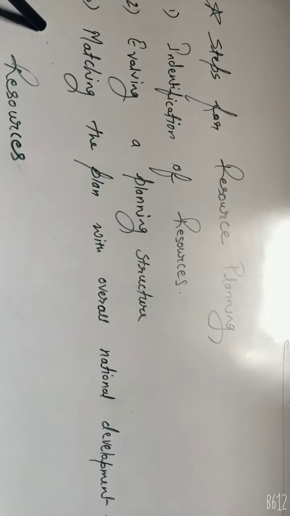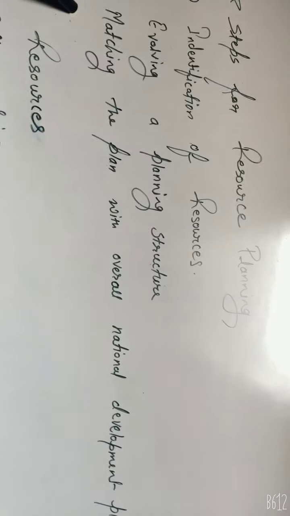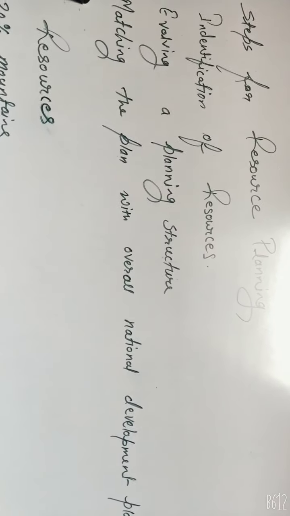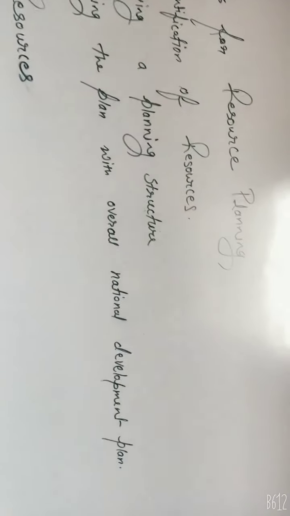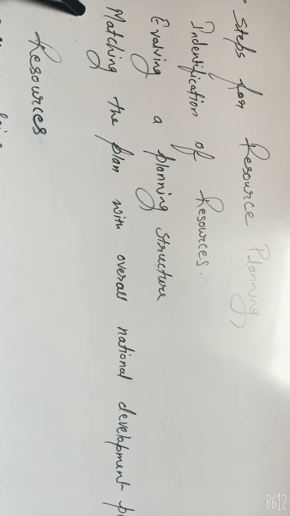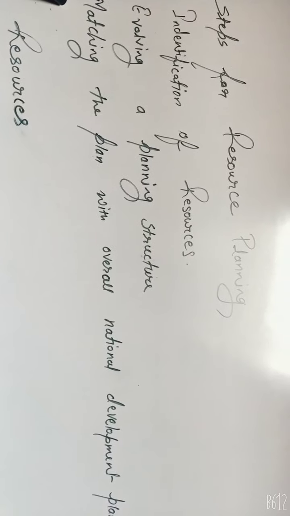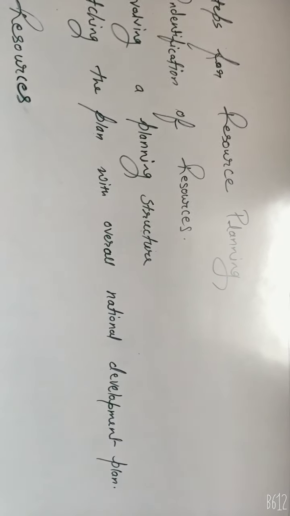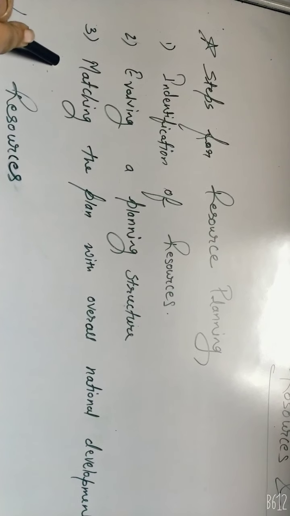Third is matching the plan with the overall national development plan. That means in some states there are so many resources, in some states there are no resources. So they have to match the plan with the overall national development plan. Only one state can't use the whole resources alone. So they have to distribute in the full nation and match the plan with the national development plan. So these are the steps for national resource planning.